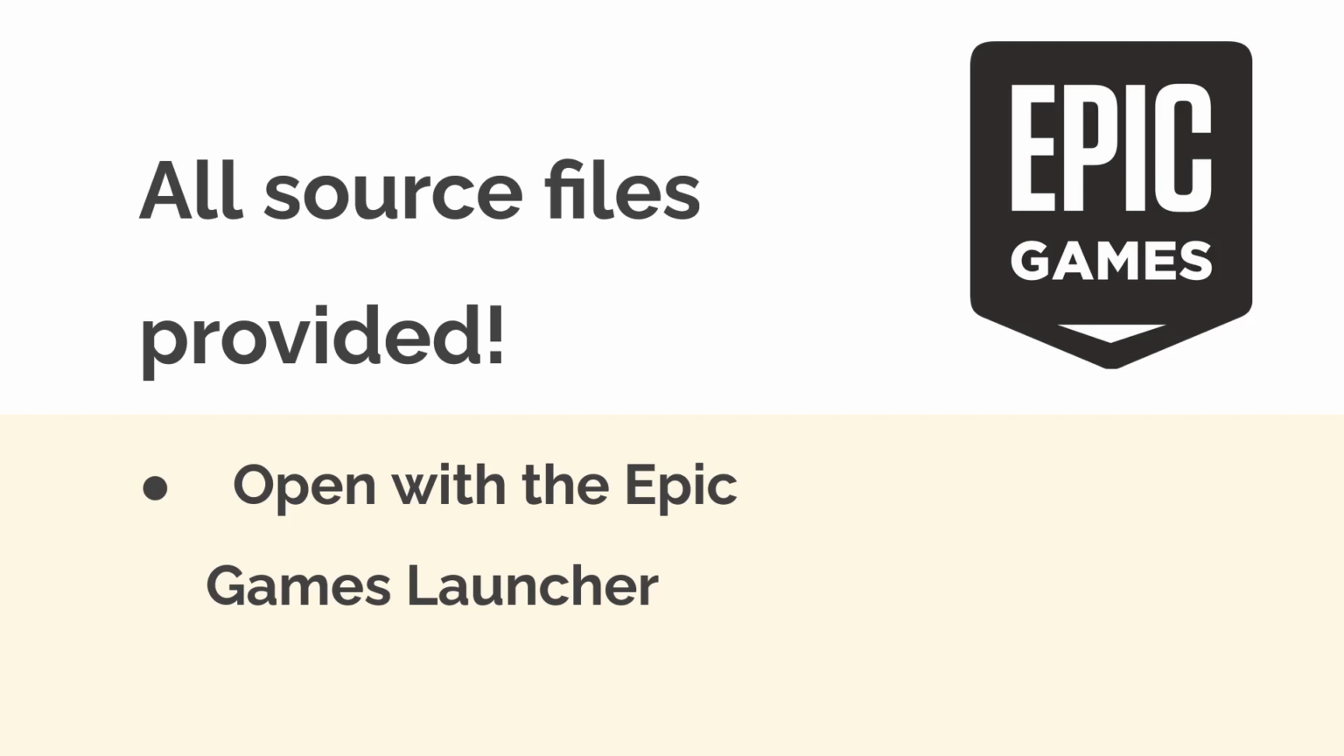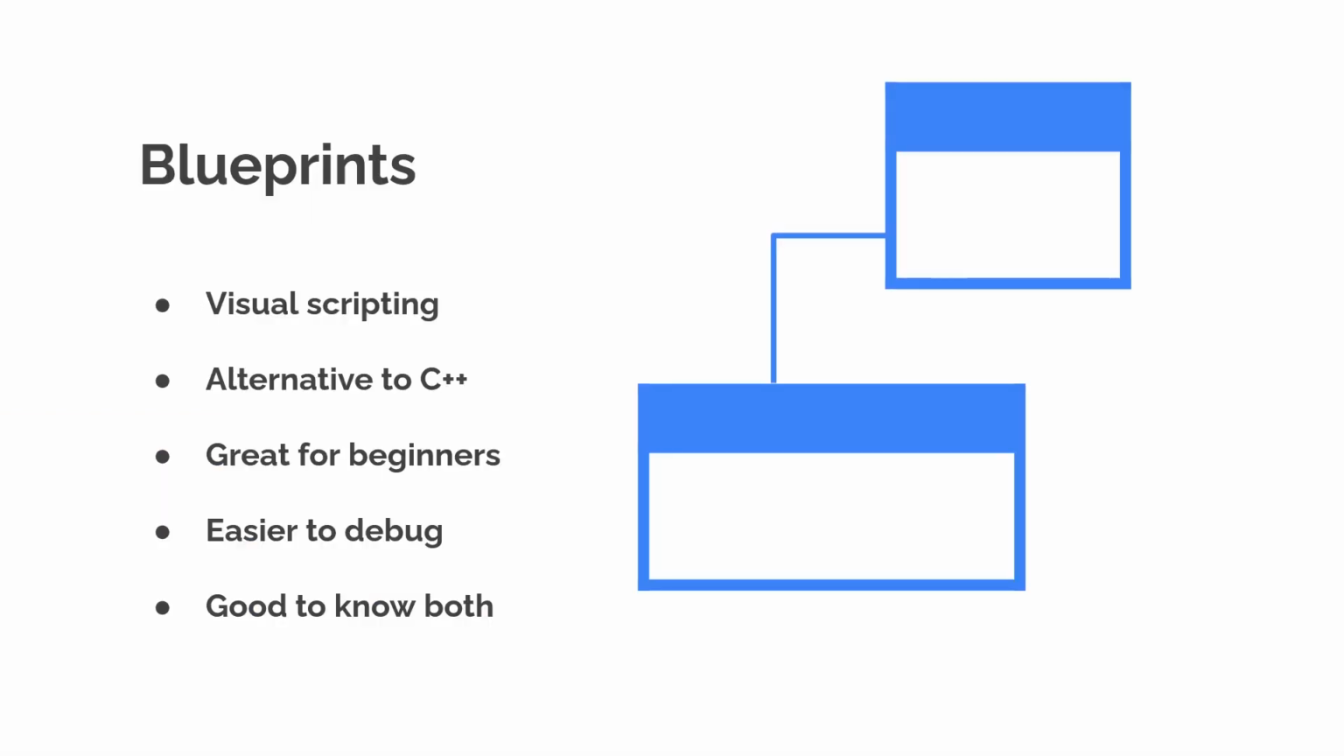So the Epic Games Launcher is very useful for installing Unreal and also opening projects, and you can also download assets from the Unreal Marketplace and more. We're going to be using blueprints to write our app functionality. Blueprints are a visual scripting language that are an alternative to C++.